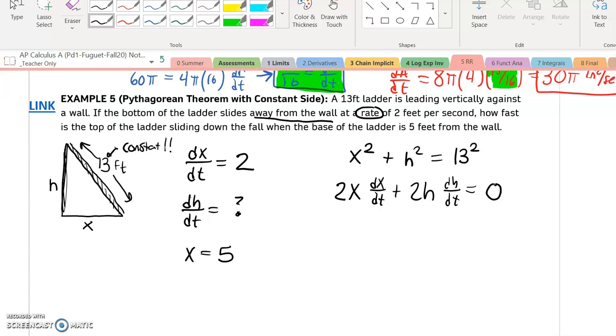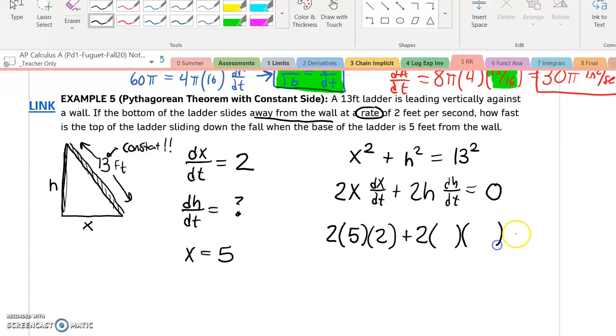Now let's plug in what we know. 5 is our value of x, 2 is our value for dx/dt, my apologies. Now we actually don't know what h is, and we also don't know what dh/dt is. So we've run into a crossroads. We've run into a problem, okay? And what we have to figure out now is what are we going to do to solve this problem? Because I have 2 unknowns.